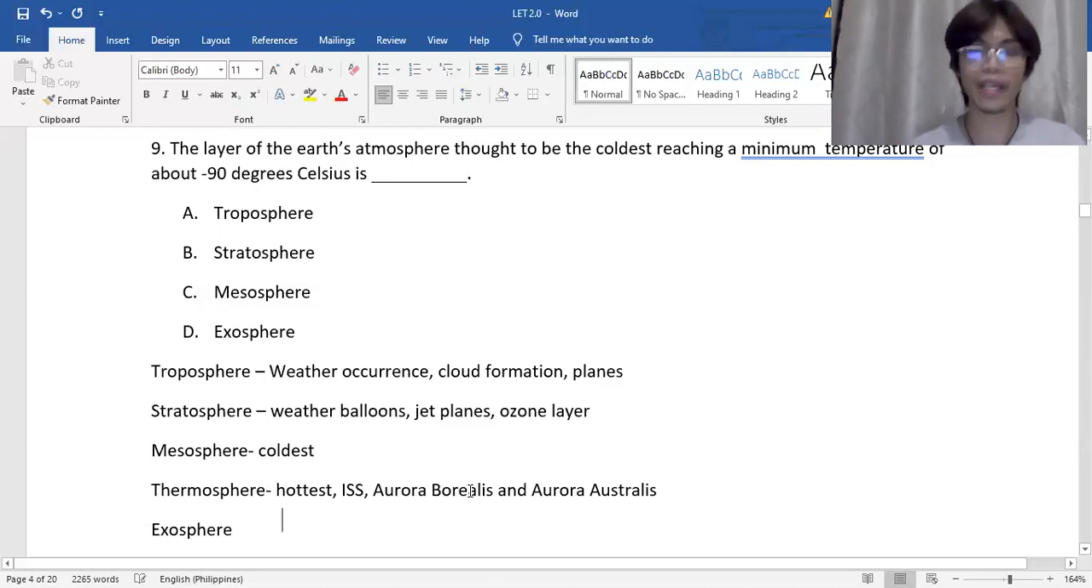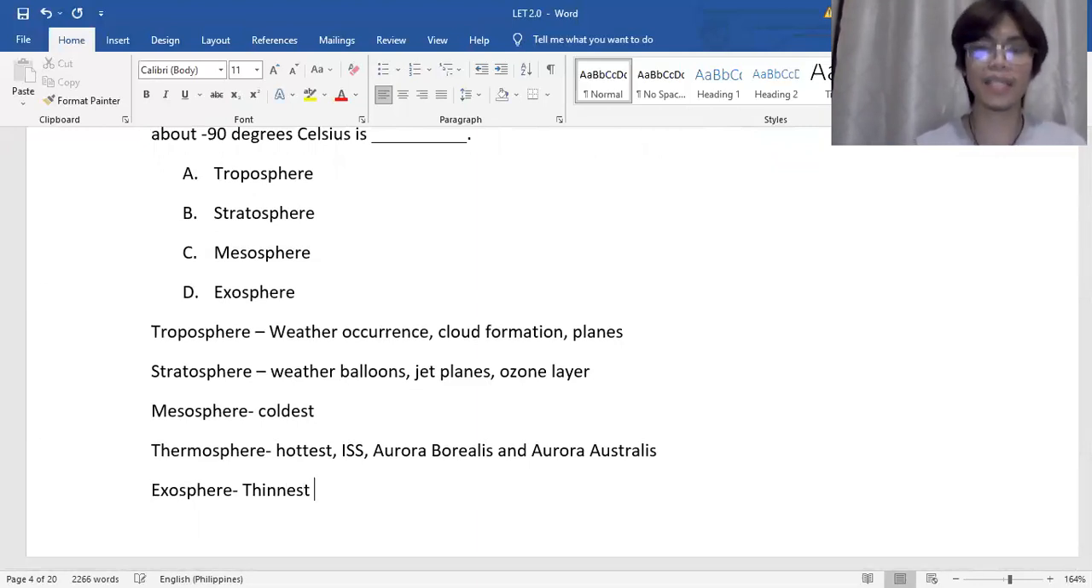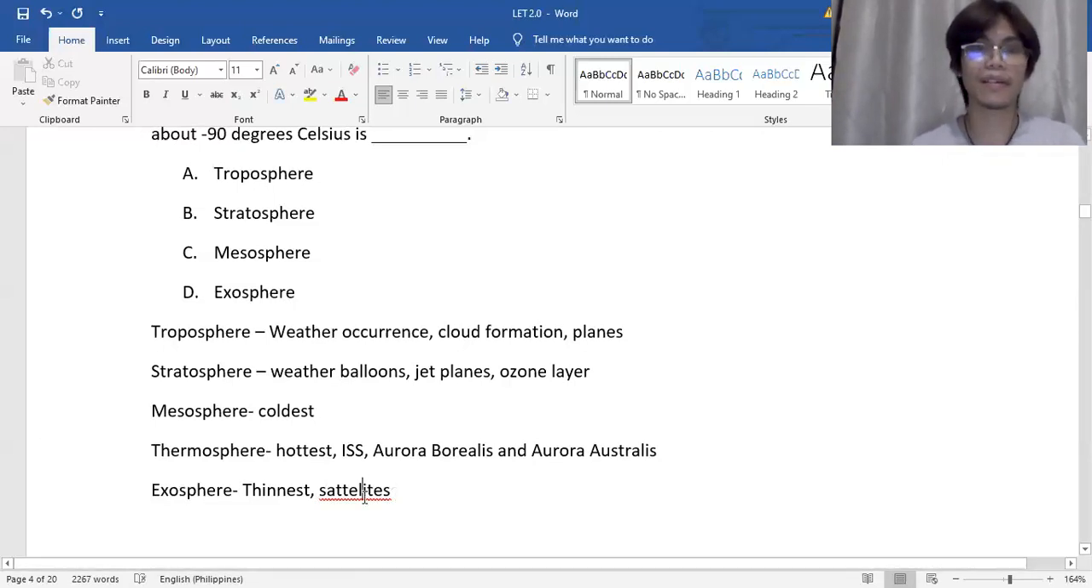Okay, next one, exosphere. The thinnest layer is the exosphere, and you can see the satellites here. Oh, sorry. All right, satellites.